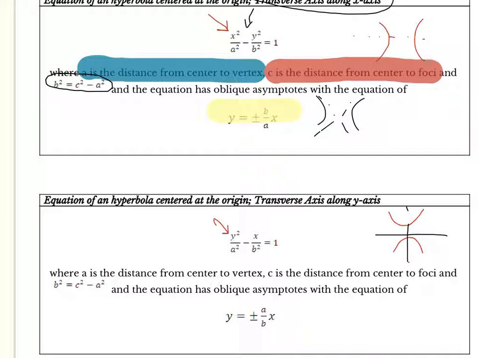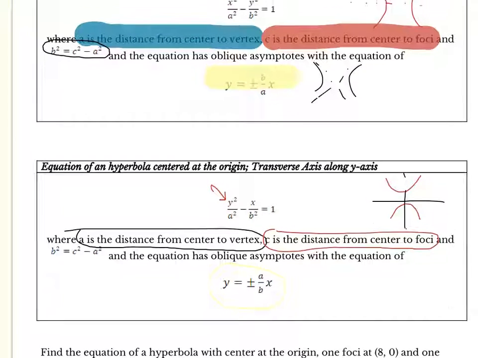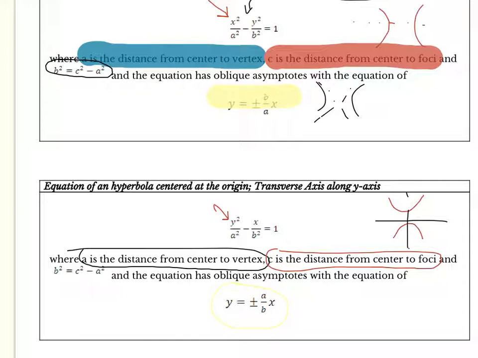We have our distance from center to vertex. We have c being the distance from the center to the foci. Same relation. But if you look at the asymptotes, they're a little different. Instead of being b over a, in this case, they are a over b. So right here, these two equations really give you everything you need to be able to deal with these hyperbolas.